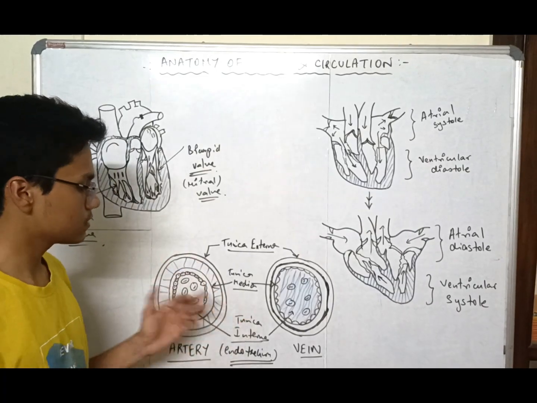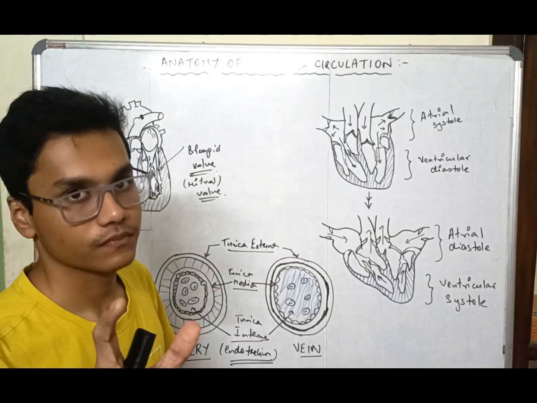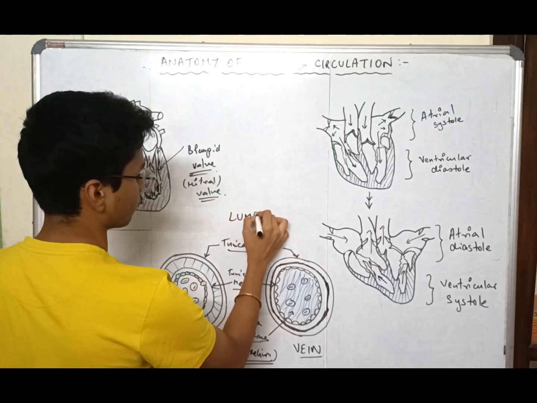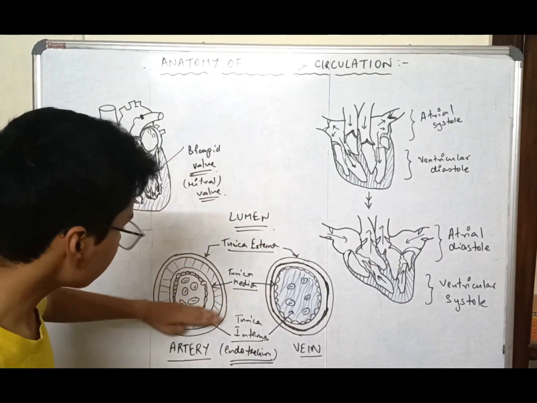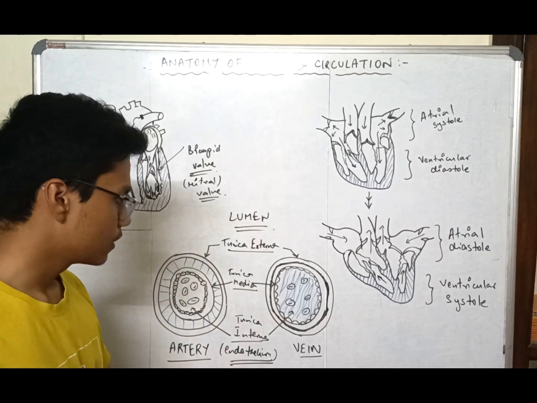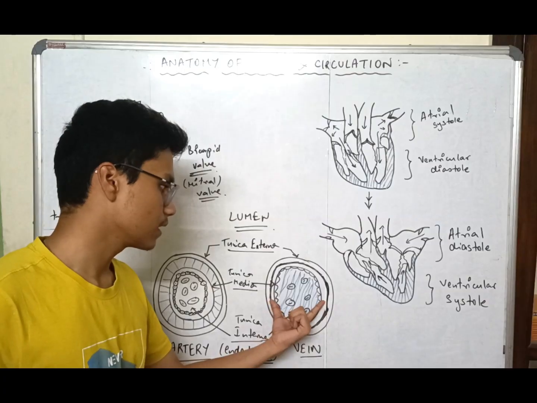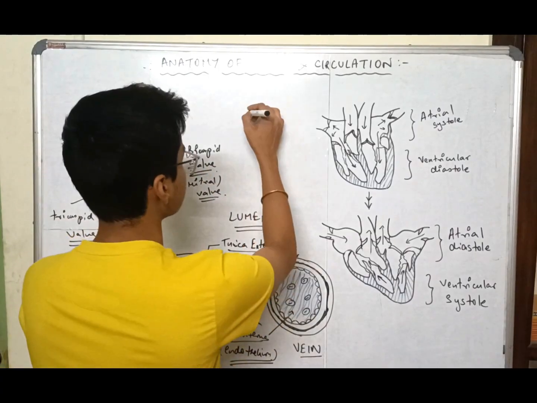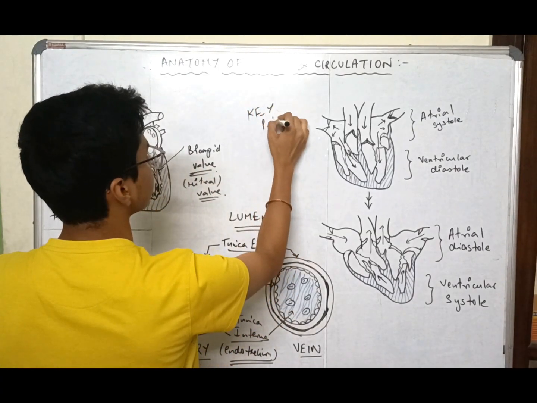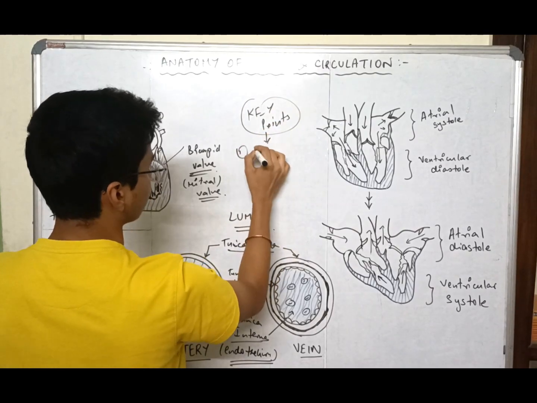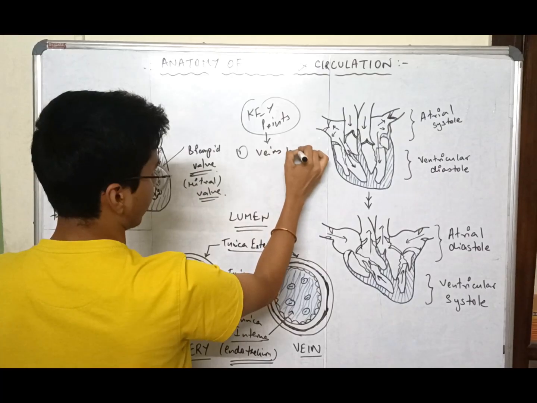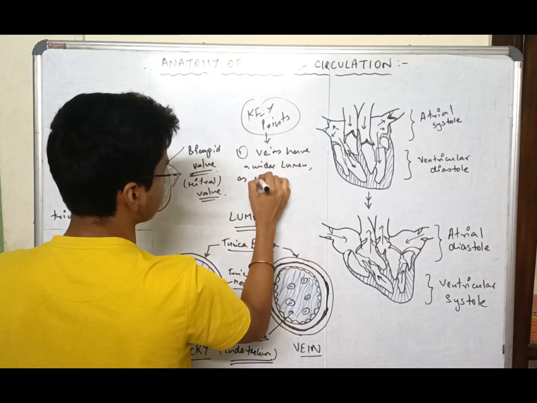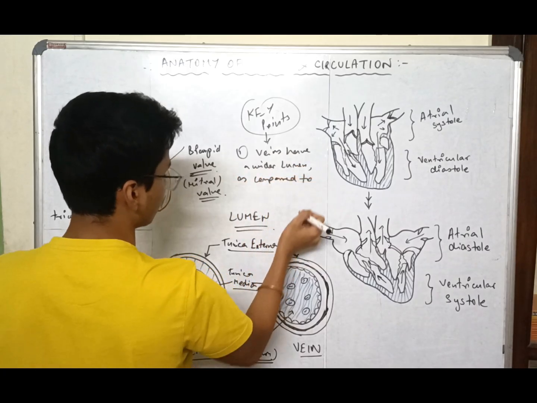The new term that we'll be discussing in this section is lumen. Lumen. This entire region from tunica media to tunica interna, what we are seeing is that veins have a wider lumen as compared to arteries. Yes? Write this down in your key points. Veins have a wider lumen as compared to arteries.